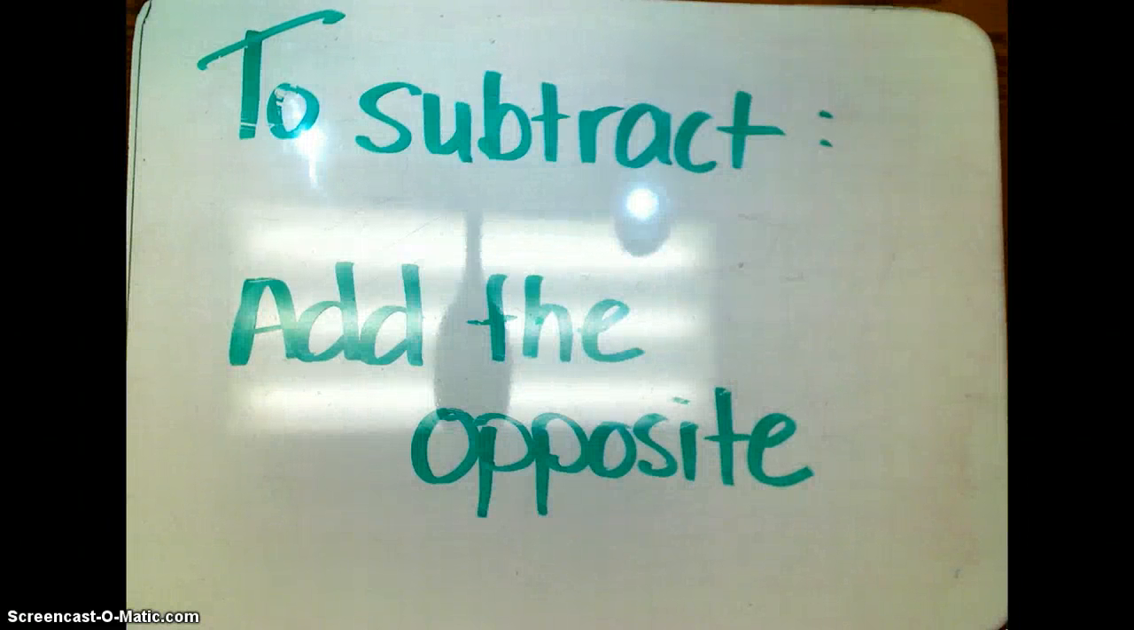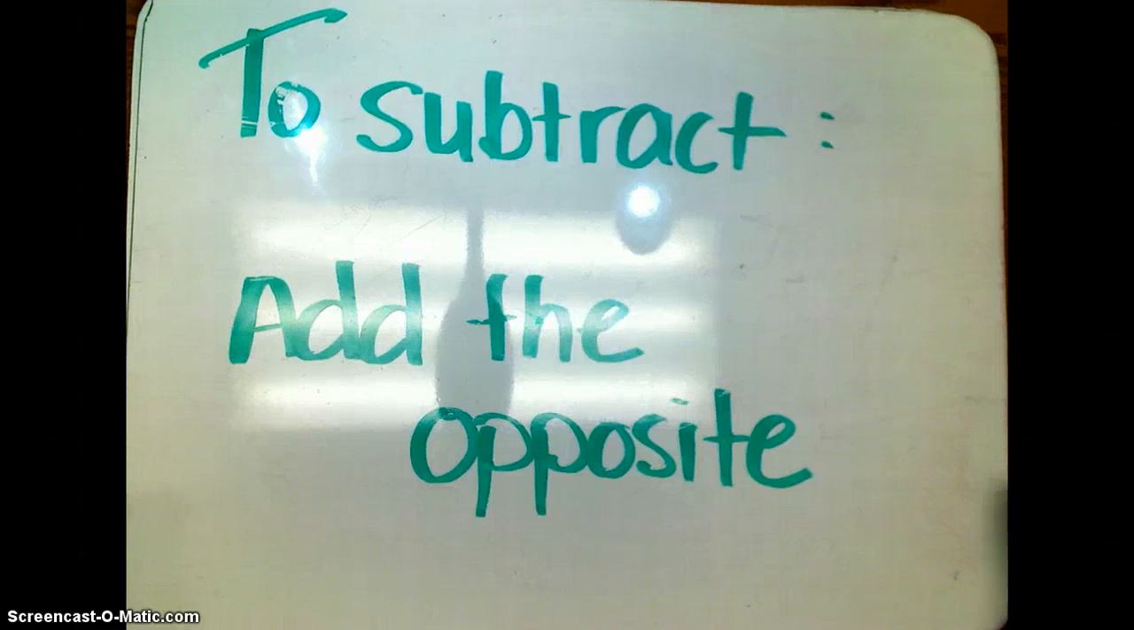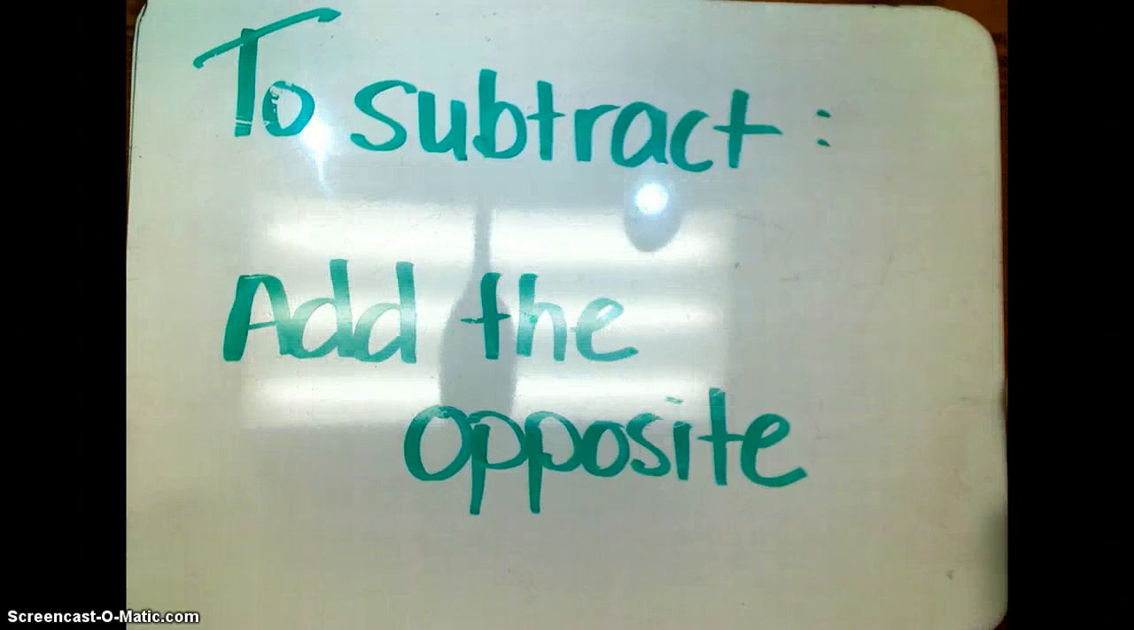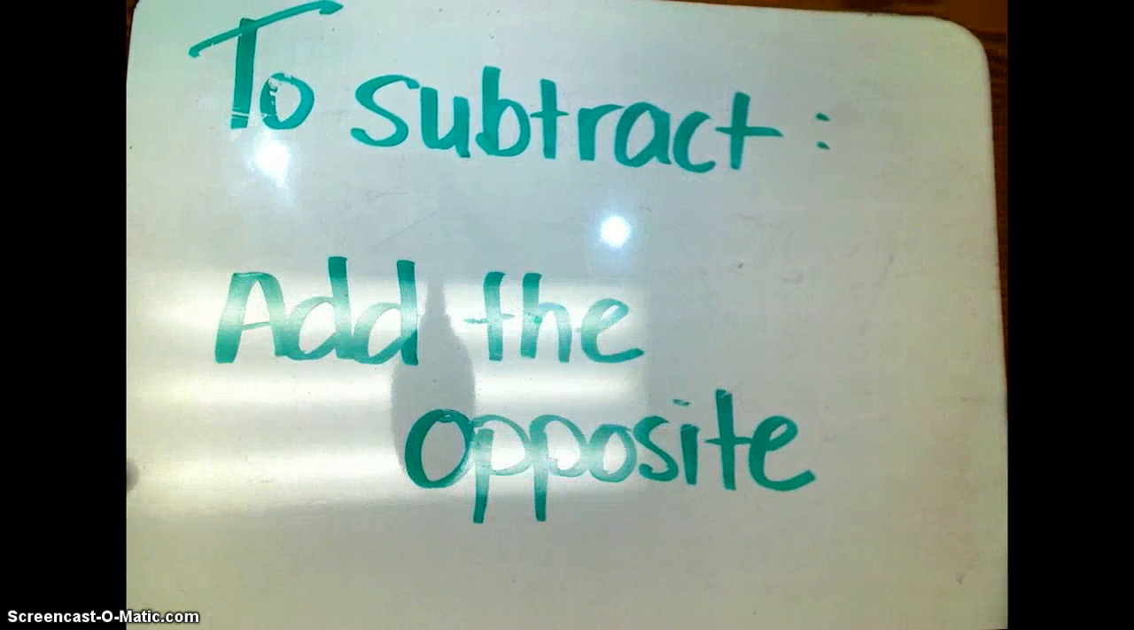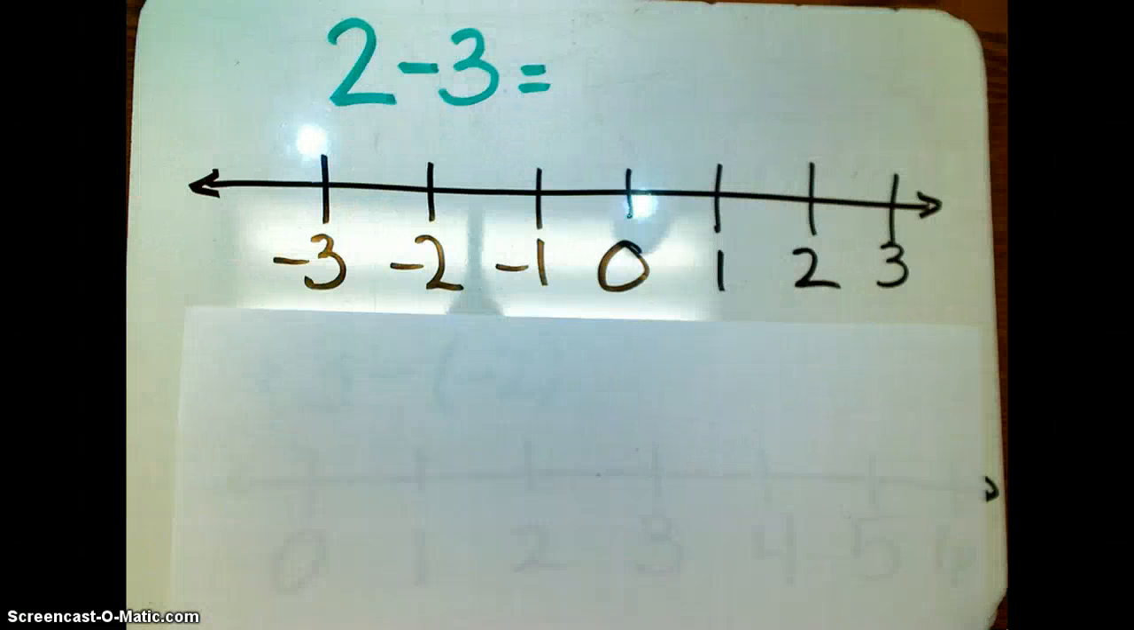I want you to remember, try to visualize what you have heard said, that subtracting is actually adding the opposite. We're going to visualize or represent this using integer chips. But first, let's look at a number line to make sure that we see it there as well.